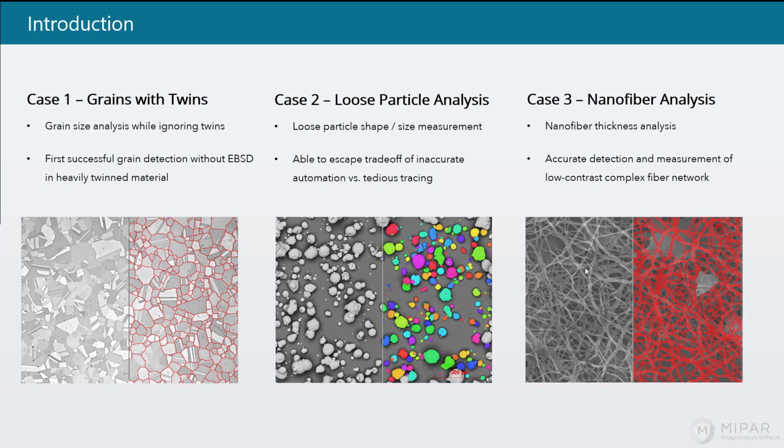And in the nanofiber analysis case, we have to deal with pretty much everything we saw in the loose particle case, but to an even greater extent: next to no contrast between the features and the background, and an extremely chaotic and overlapping network of features that makes it very difficult to isolate individual ones such that they can be measured. So in each of these cases, we'll cover the key challenges that the community has struggled with for some time, and we'll demonstrate, using MIPAR software, how a solution was developed in each of these cases. You'll then also see the all-important resulting measurements that were made possible because of accurate feature detection. So let's get started with the grains with twins.